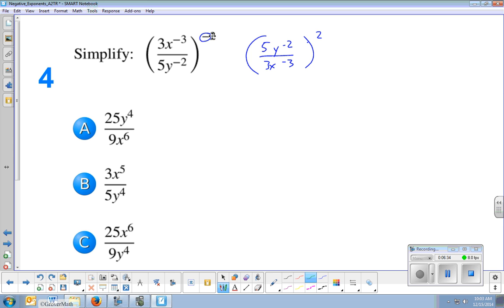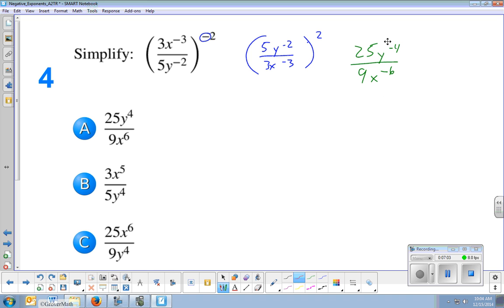So first I dealt with the negative exponent out here. I made it positive by reciprocaling its base. Now I'm going to deal with the 2 out here, which is squaring everything in here. 5 squared is 25. And that would be y to the negative fourth, remember, exponent raised by an exponent, negative 2 times 2, over 3 squared is 9, x to the negative 3 times 2 is negative 6.